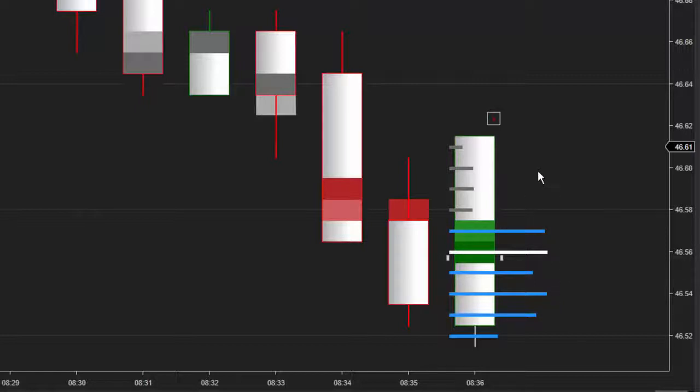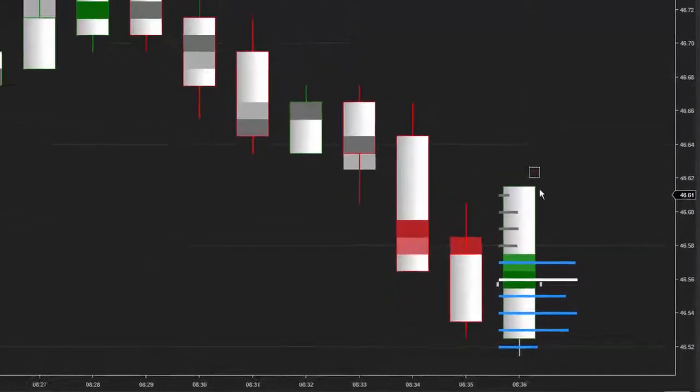The buyers broke out of the value area. And as of the last traded price up here, the sellers appear to have no interest in holding back the upward action. That's the story I see in the price and volume data this profile is illustrating for us.